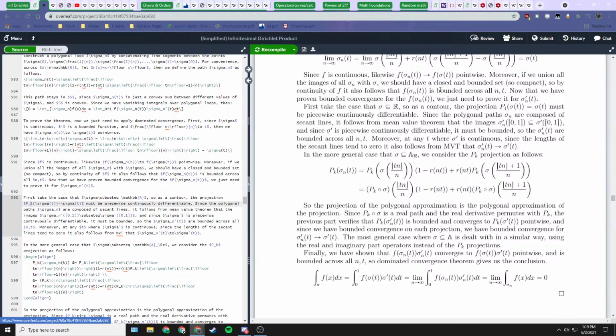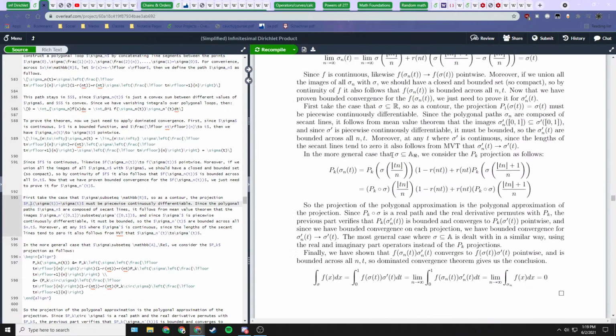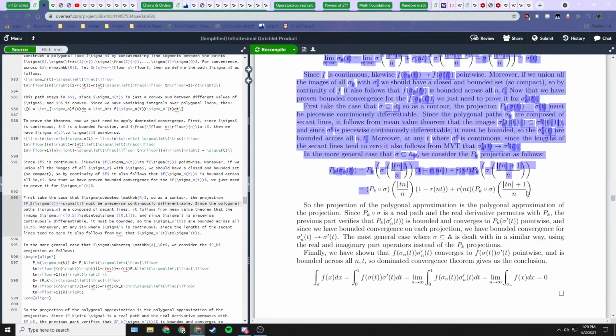Actually, the derivative is being bounded as well, which is much more important in this context. For the general case, we just do the projections. We make a little observation that if we take the projection of the polygonal path, it's the polygonal path for the projection of the original curve. So if we have this curve being real on each projection, then each one of these will have that property.